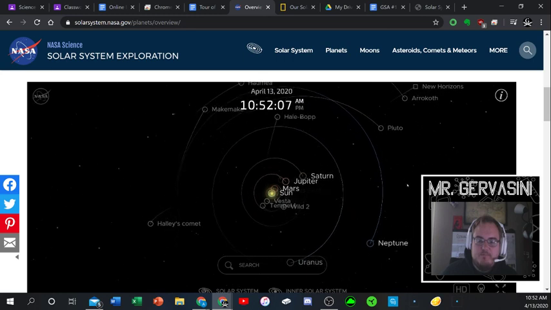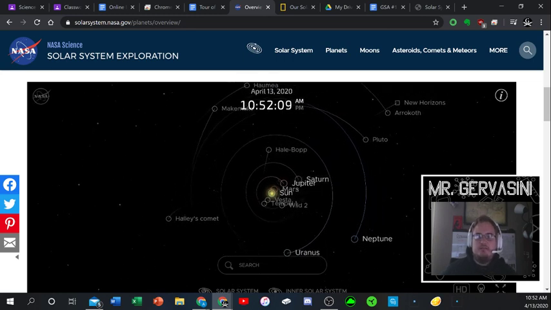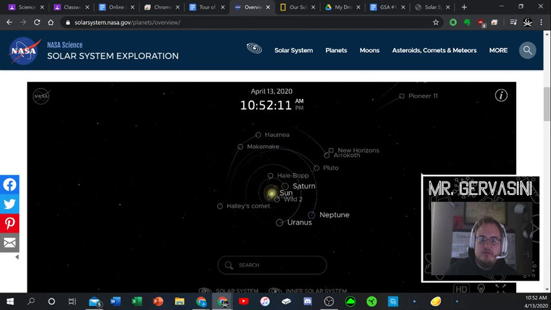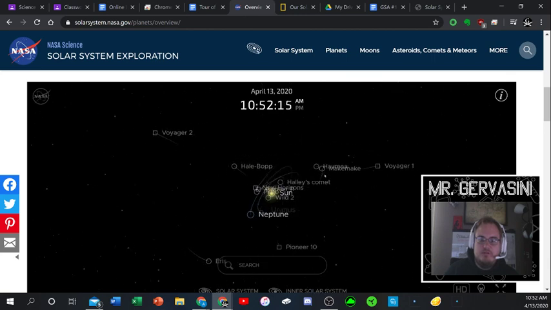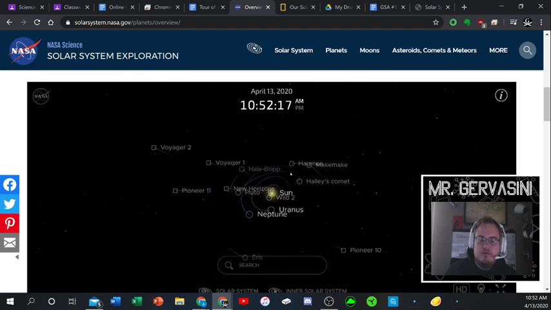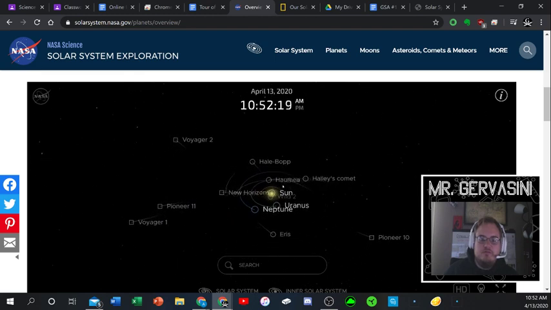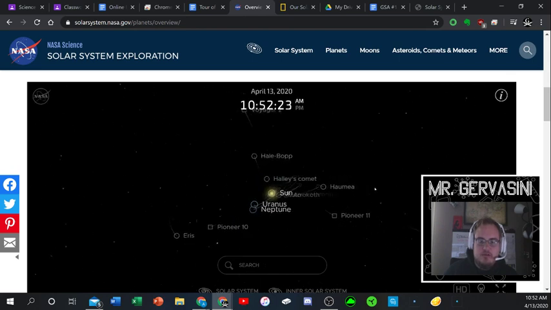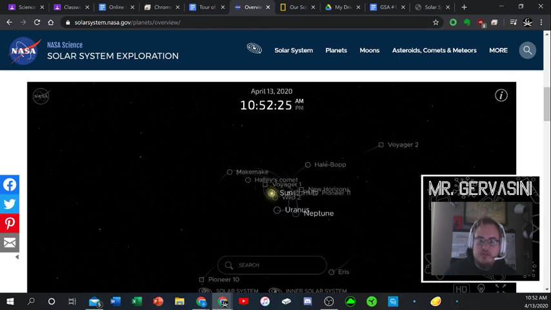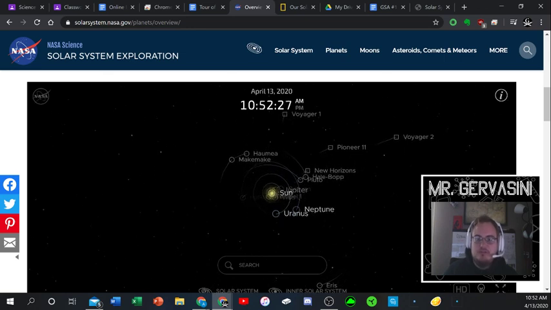Hale-Bopp, famous comet in the 90s. You guys weren't born yet. There's Voyager 1 and Voyager 2. These are the furthest things humans have put into space. They are the 2 probes that did a final tour of the solar system in the 70s and 80s.